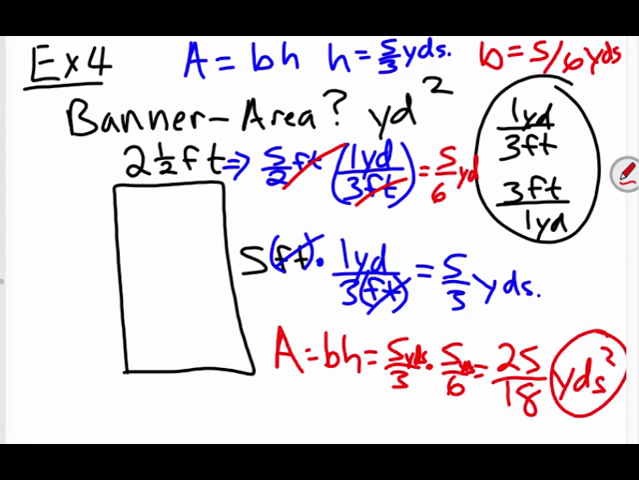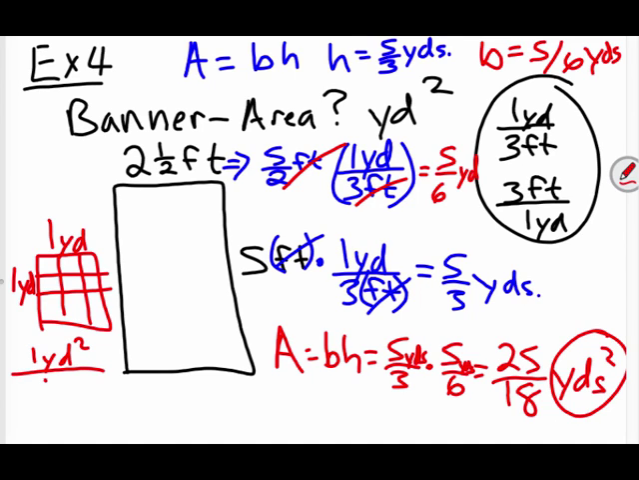Sort of. Watch this. If I have 1 yard by 1 yard, if I have a square, how many square feet is that? Is that 9? Yeah, it's 9, right? Because there's 3 feet by 3 feet. So 1 yard squared is equal to 9 feet squared.